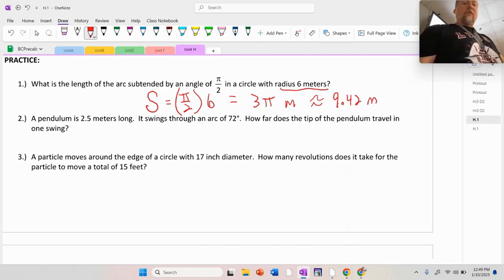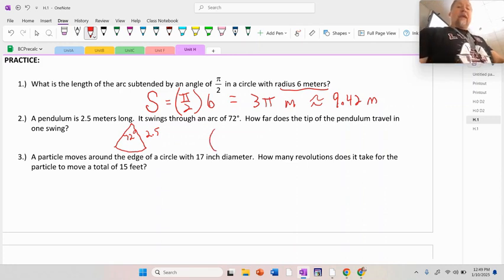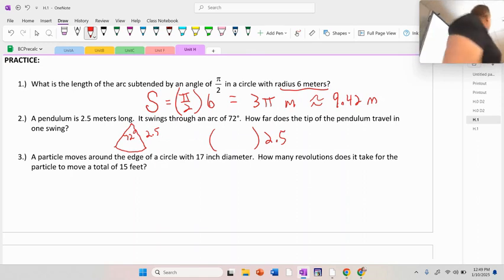Now this is where we get a little crazy. A pendulum swings at a 27 degree. Sorry, I did it again. 72. I did that mistake last hour. I did 27. I did it twice. All right, how far does the tip of the pendulum travel in one swing? So what's this distance? And this is 2.5 meters long. Okay, so this is how we do this if we're going to stick with theta r. Well, first of all, r is 2.5.